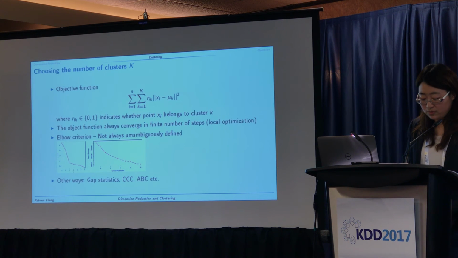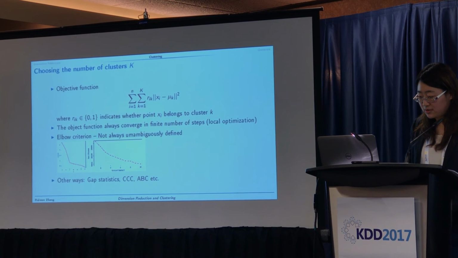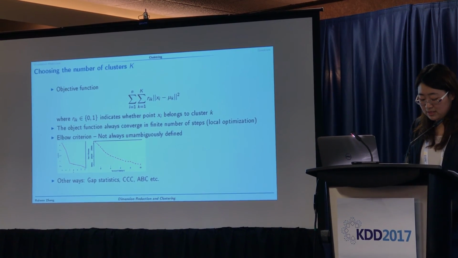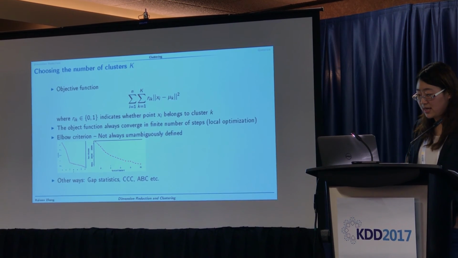One way to choose the number K is looking for the elbow shape in this curve over a series of K. However, if there is no such elbow shape in the plot, the selection can be ambiguous. You can also see people using other criteria like gap statistic, CCC, or the ABC criterion that is used in the FASTCLUS procedure in SAS Viya.